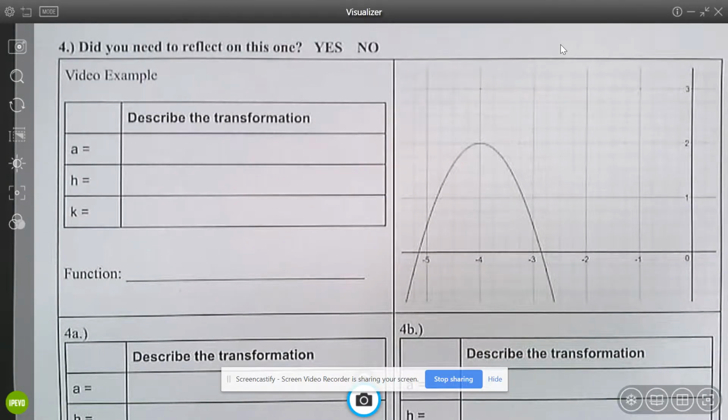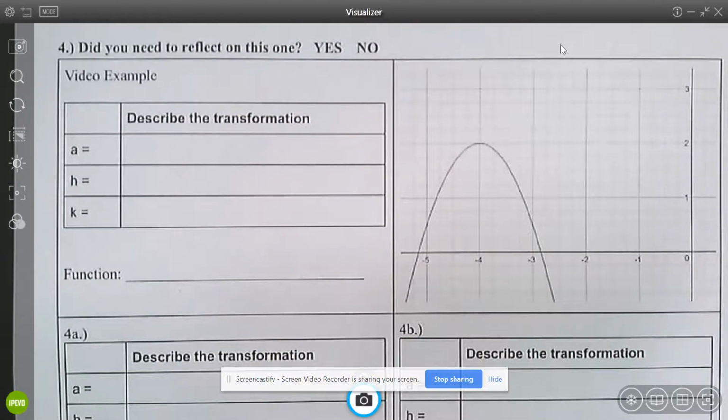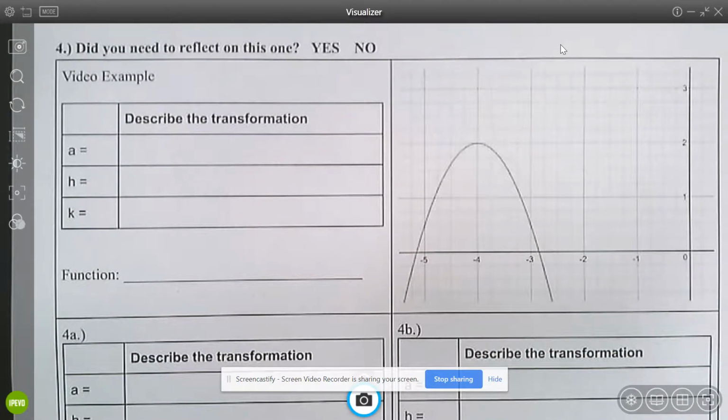Okay, this is number 4. It goes along with problem number 4 on your assessment. If you have to do this problem, it's because you need practice naming A, H, and K from a graph and possibly describing it. So we're going to go through those steps right now.